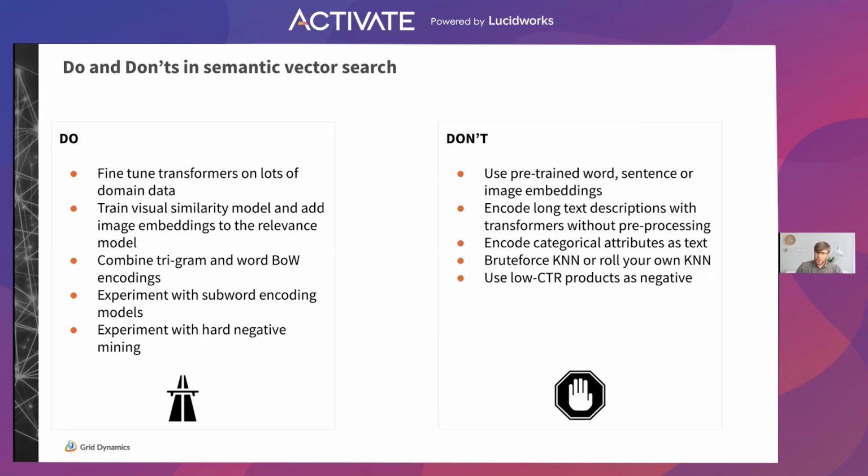From the things that you shouldn't use, I can also mention that you should not use negative products which just have low CTR metrics. They can confuse your networks, because sometimes a product is not being clicked not because it's not relevant. A product may not be clicked because the price is too high, because the image is bad, and so on. And if we try to feed the neural network with negative samples like this, it will confuse it a lot.